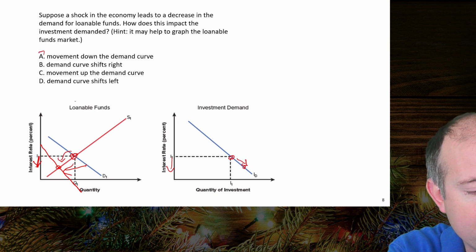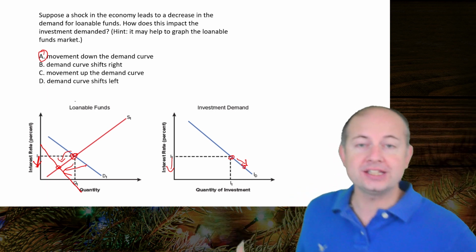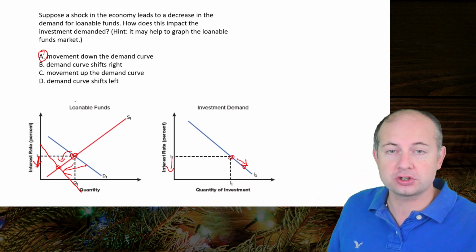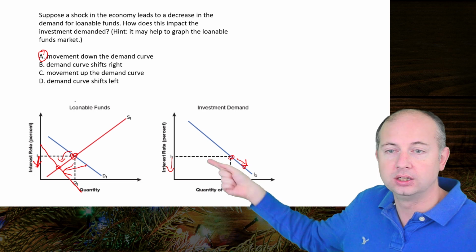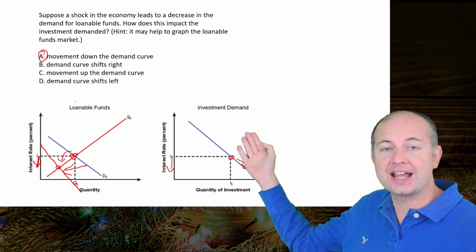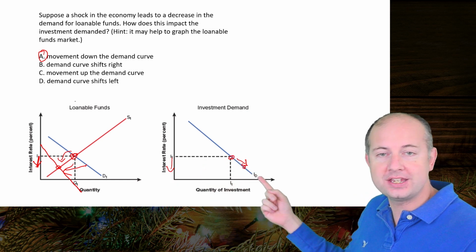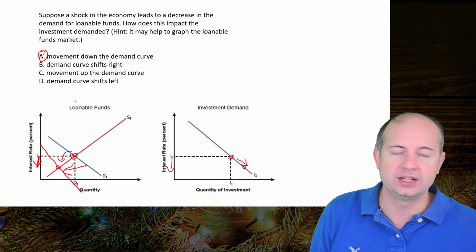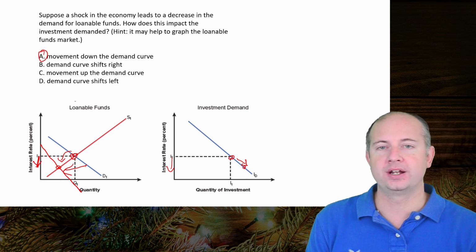That's why we have movement down: when the only thing that changes is the interest rate, then we get movement along the curve. When something other than the interest rate changes, that's when we would get movement of the curve. But since the only thing that happened here was a change in interest, that's going to be movement along the demand curve.